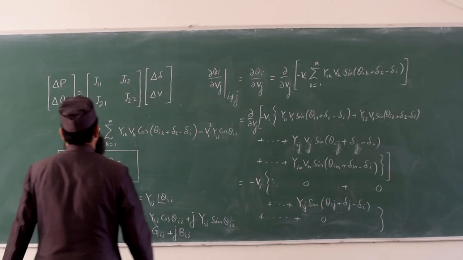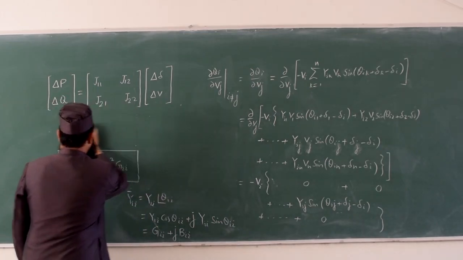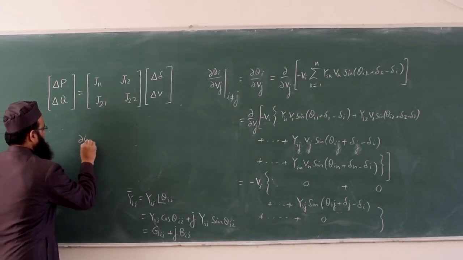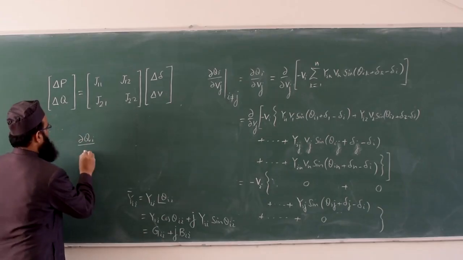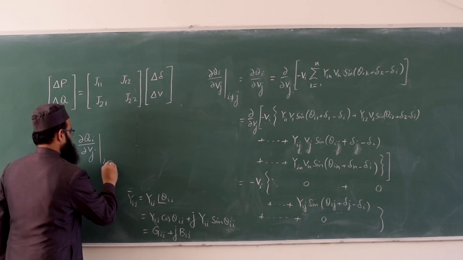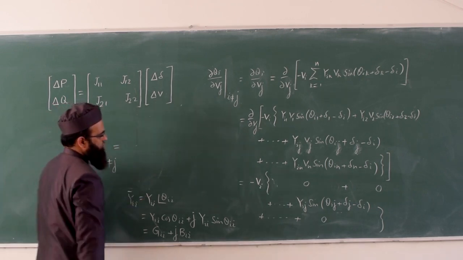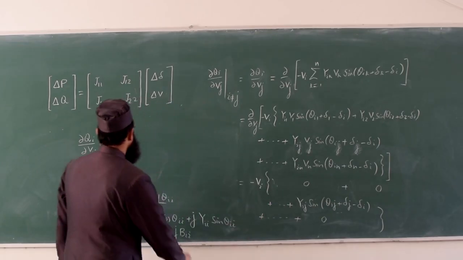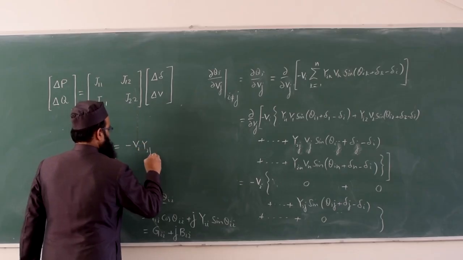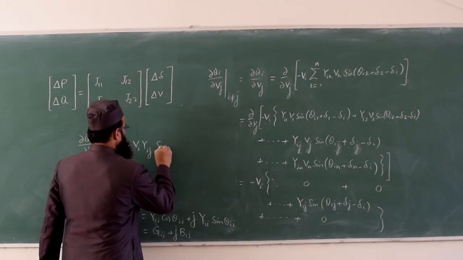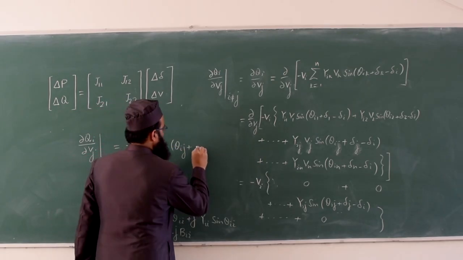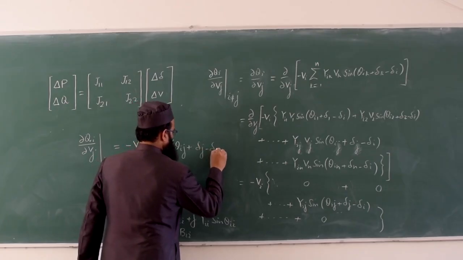So, this time we can write del Qi upon del Vj, condition I is not equal to j, is equal to minus Vi Yij sine of theta ij plus delta j minus delta I.